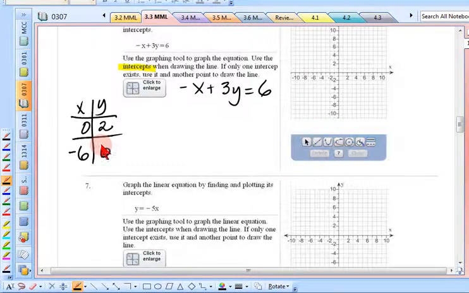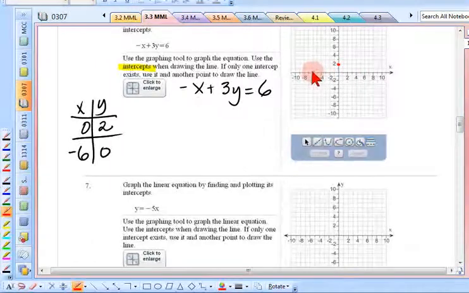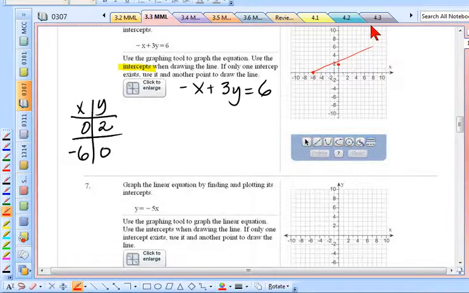All right, so then I would plot these 2 points. And I'm not going to enlarge it in class. I'm just going to jump in here. 0, 2 is right here. And negative 6, 0 is right here. Use a straight edge if you're, oh, that was terrible.